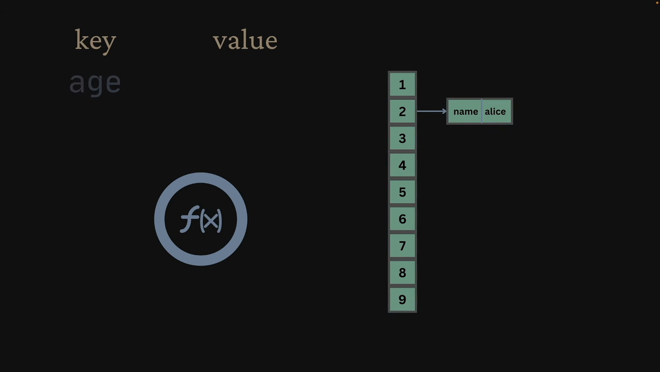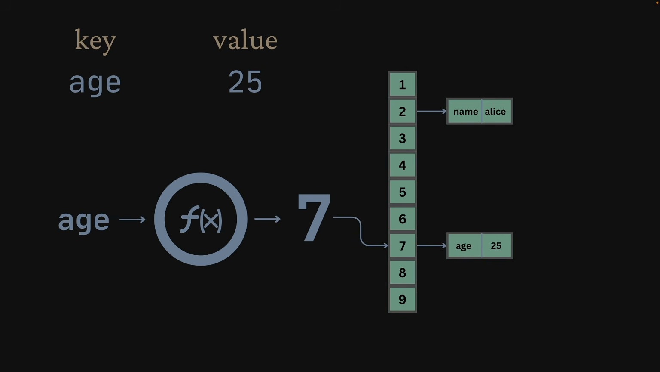Next, we'll add an entry with the key of age and value of 25. This is the syntax in Python. The key is passed into the hash function, and this time we'll assume it returns 7. The entry is then added into the 7th index of the hash table.